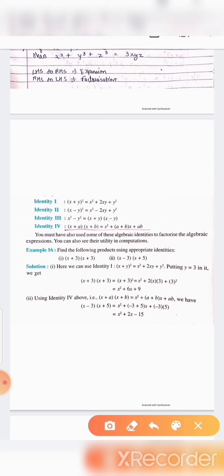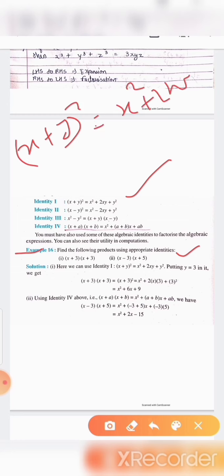Our first example is number 16. The question is, find the following product using an appropriate identity. First we discuss our first 4 identities. Our first identity is (x plus y) whole square is equal to x square plus 2xy plus y square. How do we find this RHS value? By expanding this LHS, which we studied in our earlier classes. So here we use this identity directly.